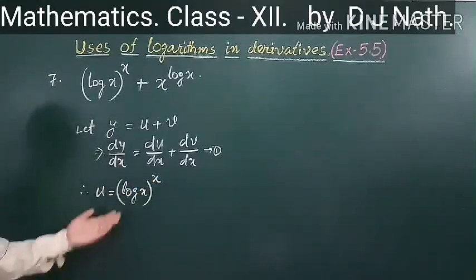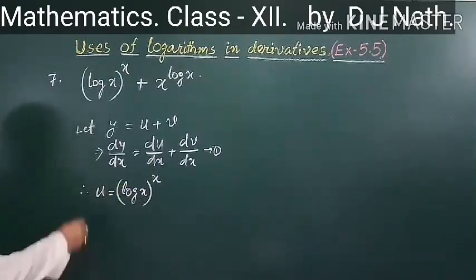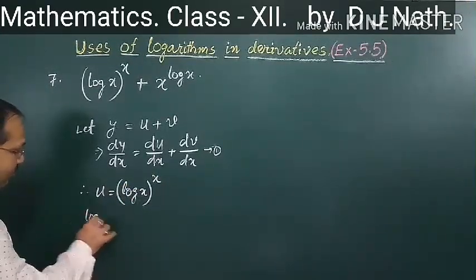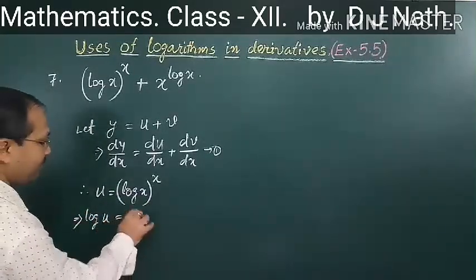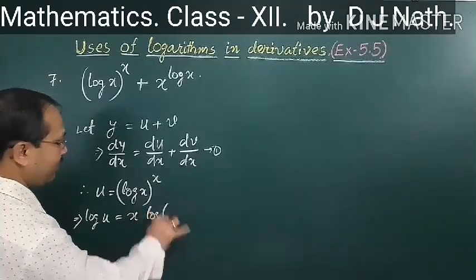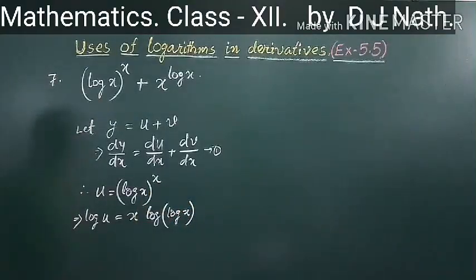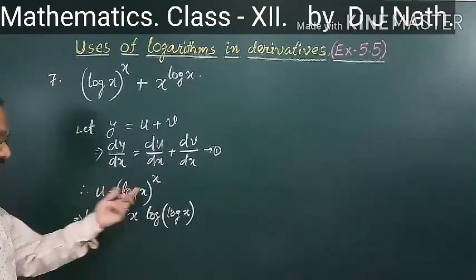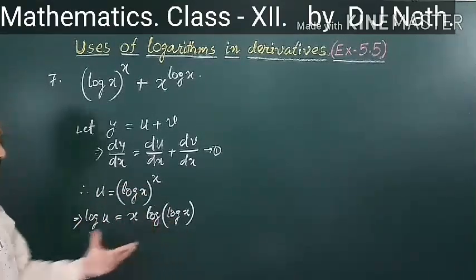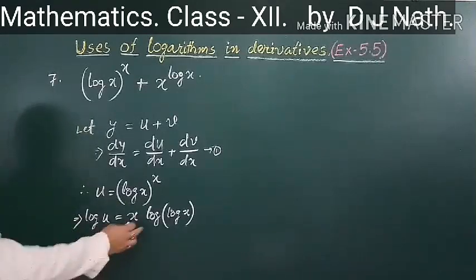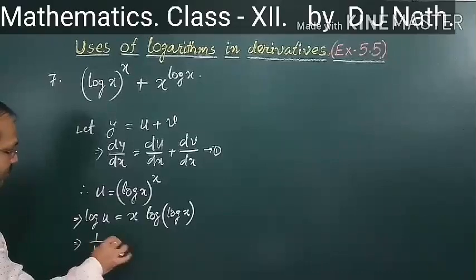Now here x is there in the base and in the power also. So what will we use? We will use log. So log u will be equal to x log of log x. Here we are using logarithm, so log of log x. Now we will do the differentiation. Differentiating both sides, what will happen? 1 by u into du/dx.